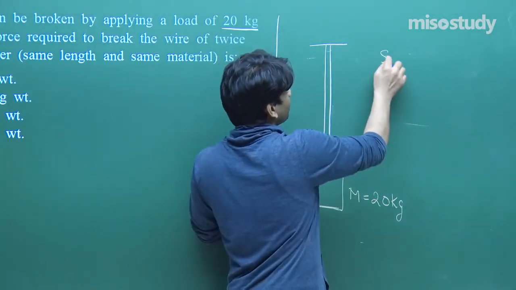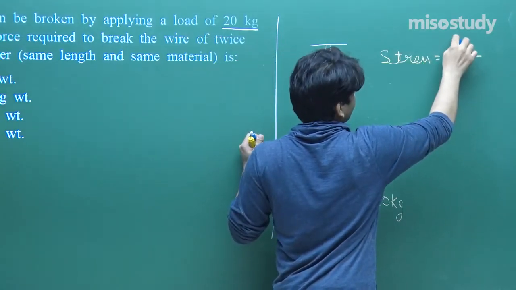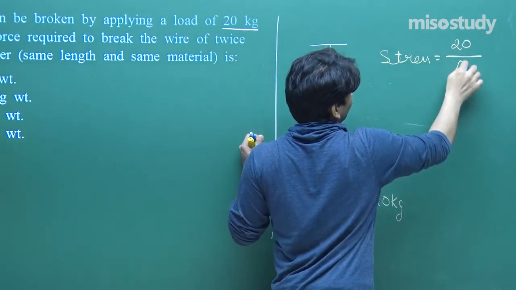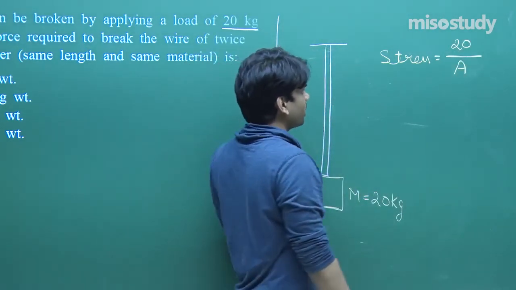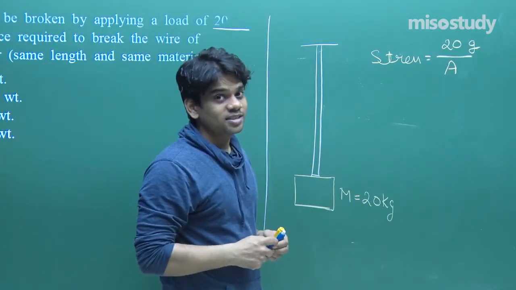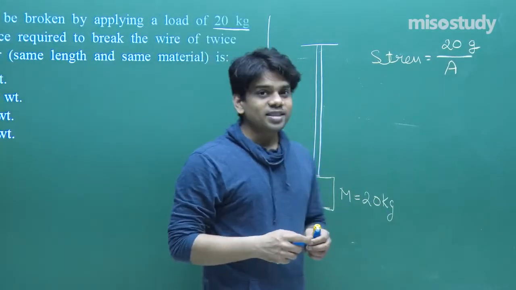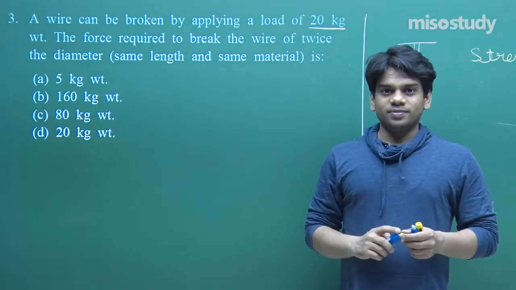Stress required to break in this case is 20 kg weight divided by the area. So can we write this as 20 g divided by area? This is the breaking stress that is given. Now it says that the force required to break the wire of twice the diameter.